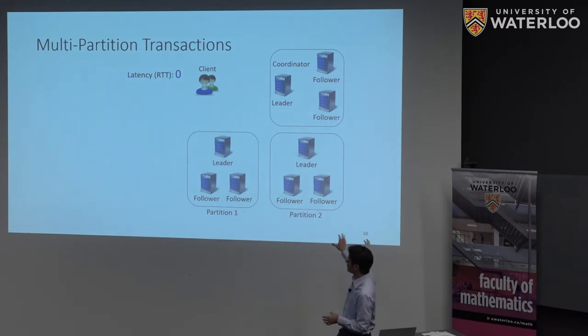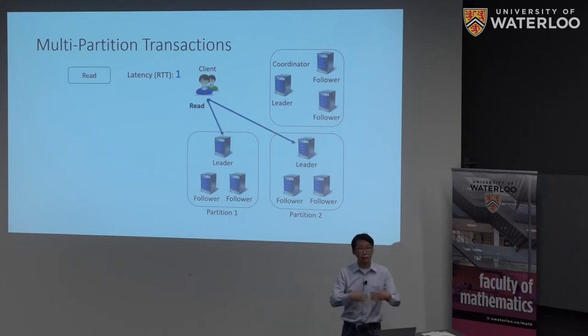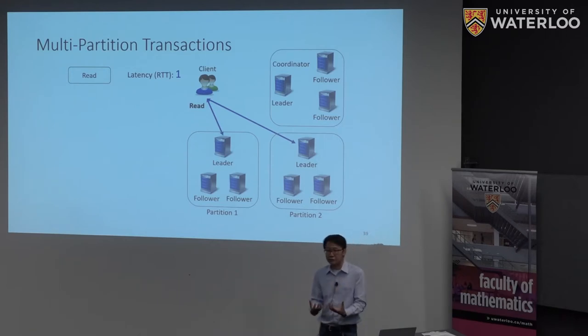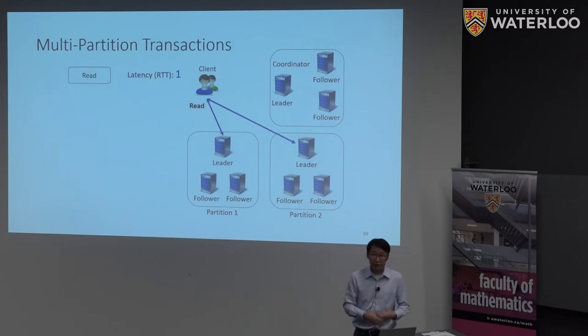We have multiple partitions. Each partition contains a number of nodes organized with a leader and followers, so they're basically a consensus group. There's also a coordinator. The coordinator is essentially the 2PC coordinator to make sure that the two-phase commit is executed correctly, and that's also fault-tolerant. The protocol starts with the client sending read requests to the partition leaders. It's going to read results from these partitions, perform some computation based on those read results, and decide whether it wants to commit or abort the transaction.